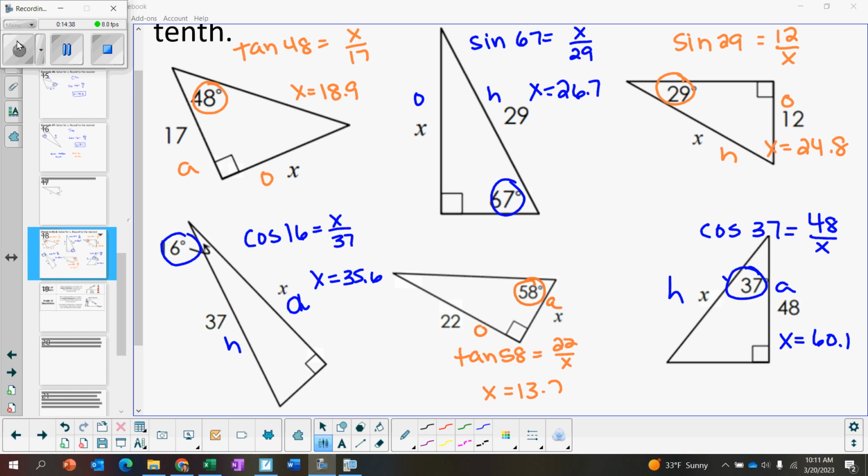All right, let's check over these answers. If you need more time, pause the screen so you can check them. Otherwise, we're going to move on.